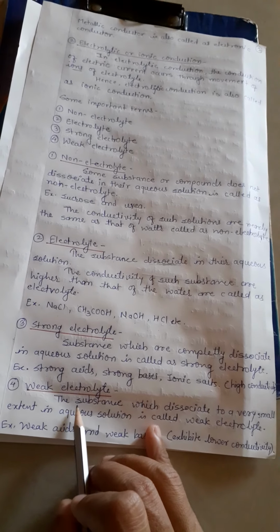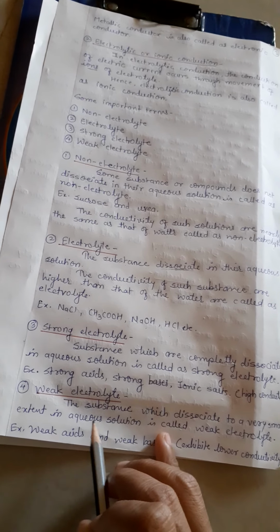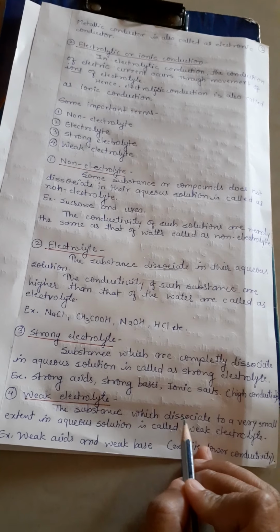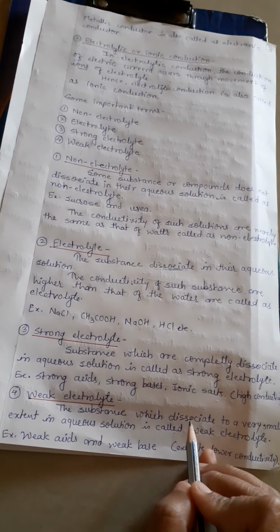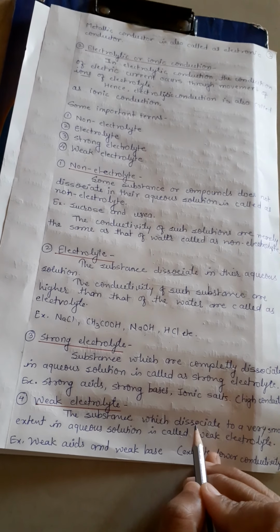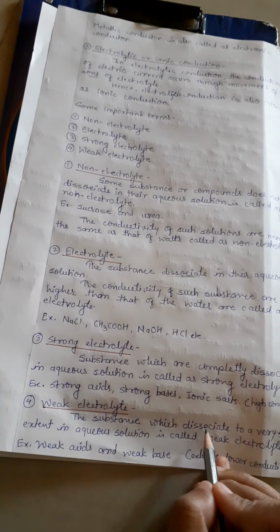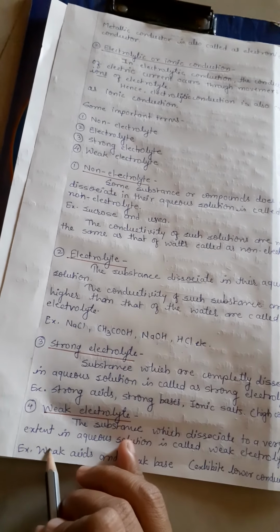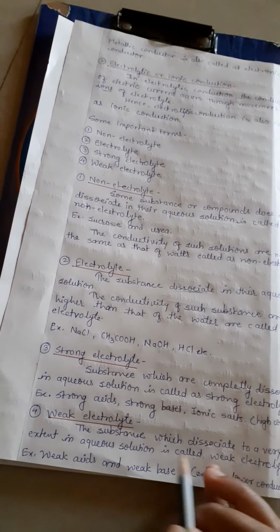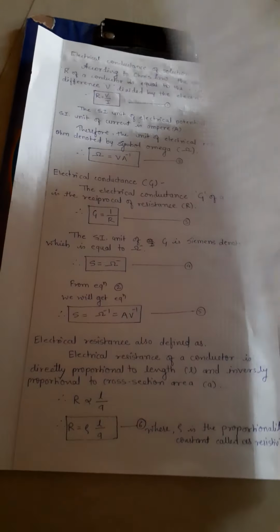Then next is the weak electrolyte. The substance which dissociates to a very small extent in aqueous solution is called a weak electrolyte. Means that when we dissolve the substance in aqueous solution, it dissociates its ions in very small quantity. For example, weak acids and weak bases. Such solutions of weak electrolytes exhibit lower conductivity.